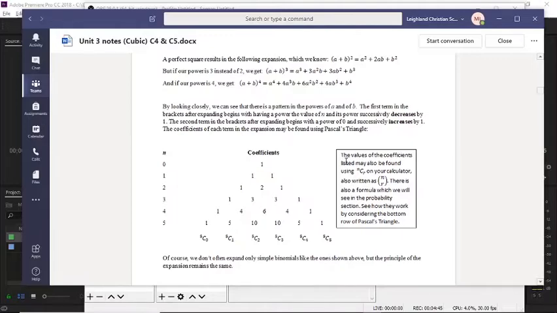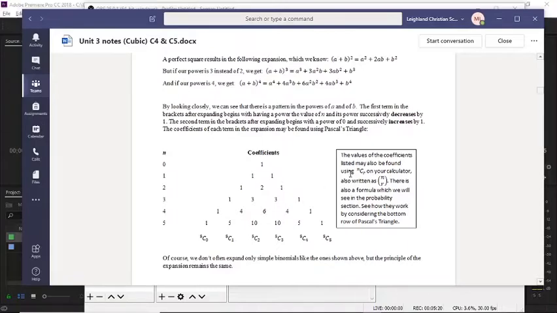The other thing is that the values of the coefficients may also be found using the nCr button on your calculator. It's also written as n over r in these larger brackets. There's a formula which we'll see in the probability section, and it's also in your information sheet. See how they work by considering the bottom row here, which corresponds to a power of 5.